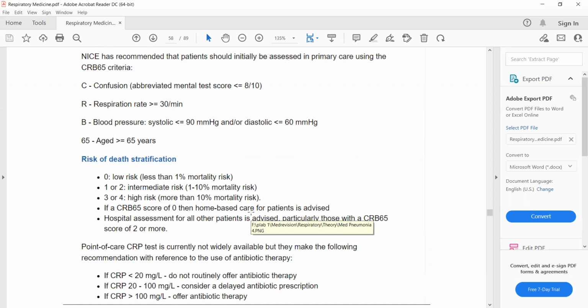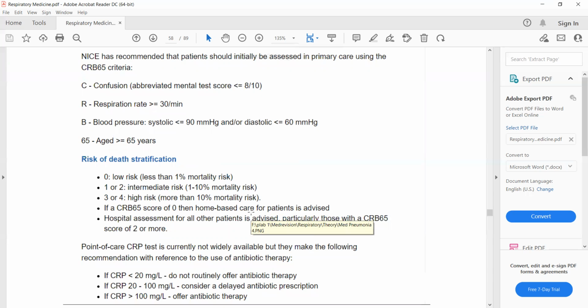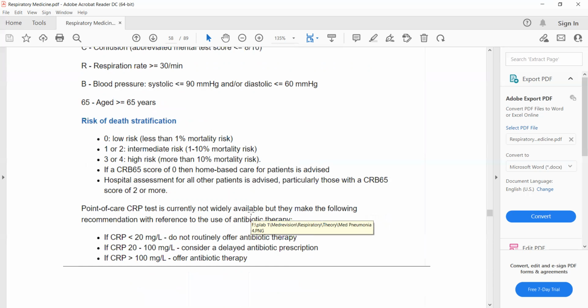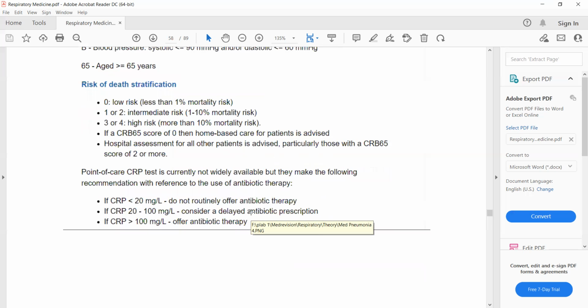C is for confusion, so 1 point for confusion. R is for respiratory rate. If respiratory rate is more than 30, 1 point. If systolic blood pressure is less than 90, 1 point. And if age is 65 years or more, then again 1 point. So we'll score the patient on the basis of these four criteria in a primary care setting. If the score is zero, then it's low risk and he can be managed at home with antibiotics. If the score is 1 or 2, it will be intermediate risk. And if the score is 3 or 4, then it is high risk.